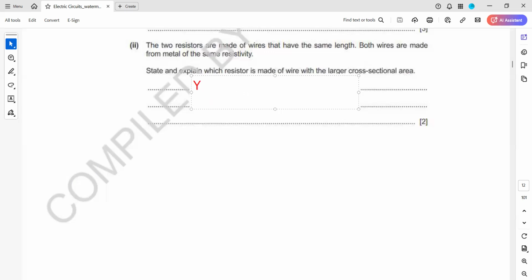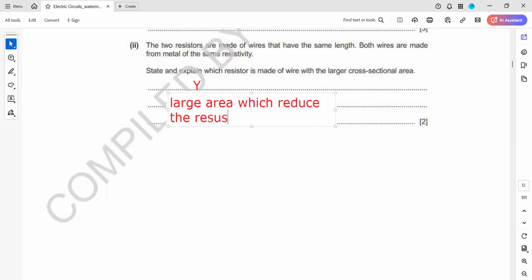Y is having a smaller resistance in the question. So if the two wires are made up of the same length and same material, it should have a large area which reduces the resistance, as the length is the same and they are made up of the same material.